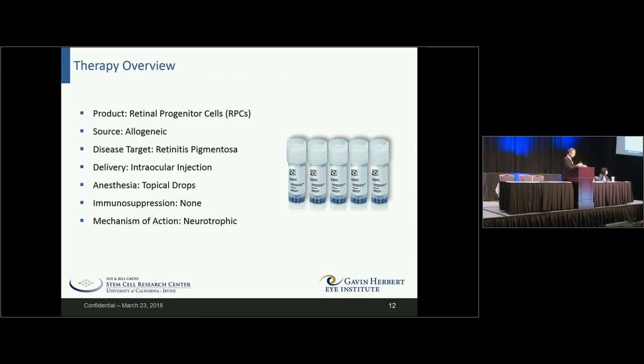So here's a quick view of what we're going to do in people, having done all this animal work. We've got our retinal progenitor cells. It's an allogeneic product. It's going into people with RP. We're going to do an intraocular injection. It's going to go into the vitreous cavity. This can be performed in an office setting under topical anesthesia, so very simple. And we're not using immunosuppression, even though these are allogeneic cells, and that's because of the low immunogenicity of this product. And again, we're looking for a neurotrophic effect.